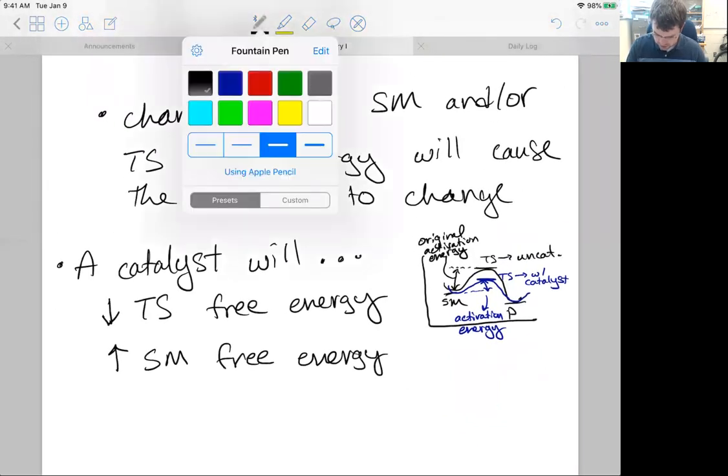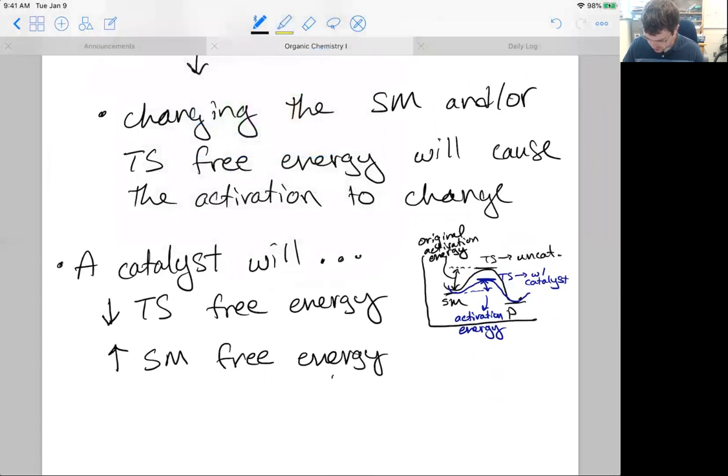Now, I'll try to draw this a little bit bigger this time. What if we consider a reaction where the starting material changes? So if this is our transition state, this is our starting material, and this is our product.